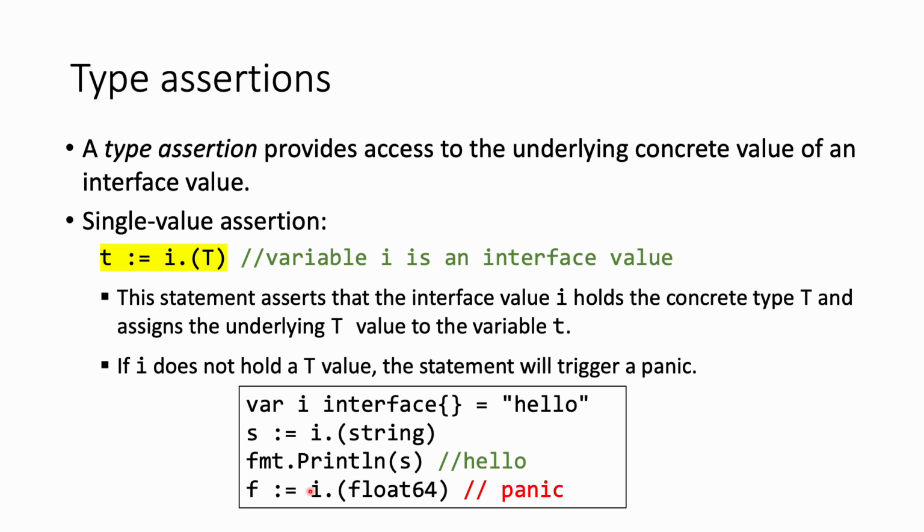The last statement, f := i.(float64), is also an assertion, which asserts that the interface value i holds the concrete type float64. But since that's not true, this assertion triggers a runtime panic.